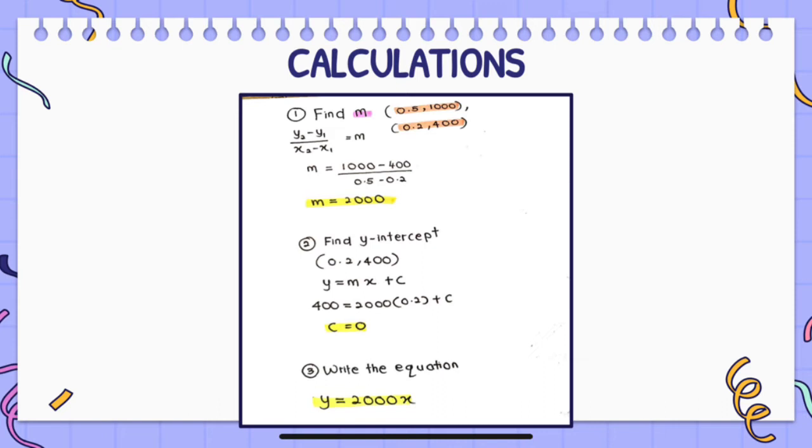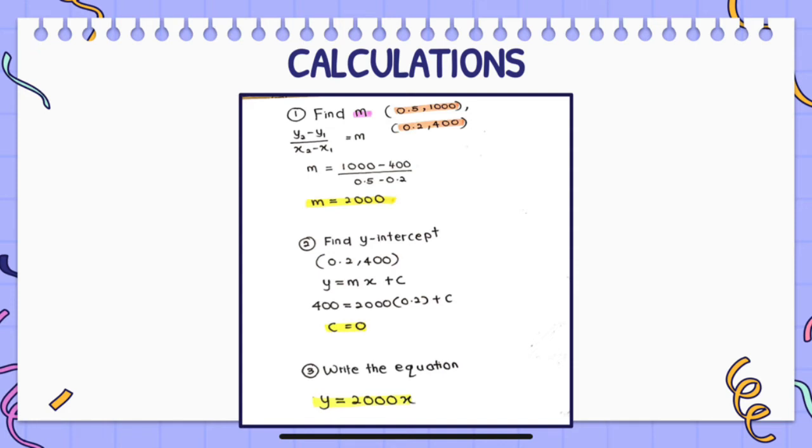In my calculation, I used two different coordinates to find the m. The first coordinate is 0.5 for x and 1000 for y. The second coordinate is 0.2 for x and 400 for y. In order to find m, we need to subtract the y values and then divide by the difference of the x values. In this case, 1000 minus 400, divided by 0.5 minus 0.2. So, we get m is 2000.